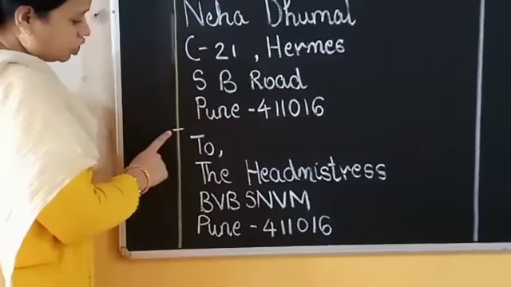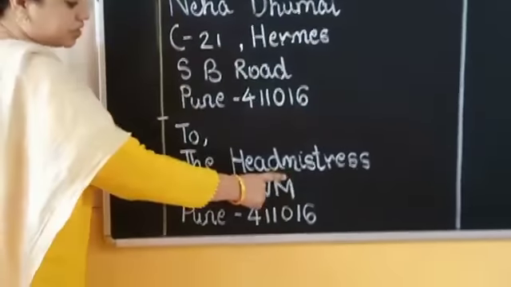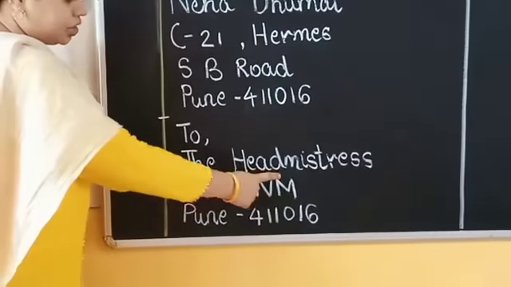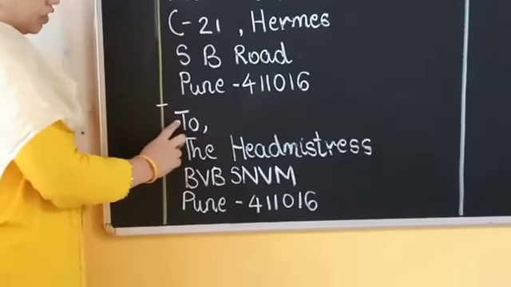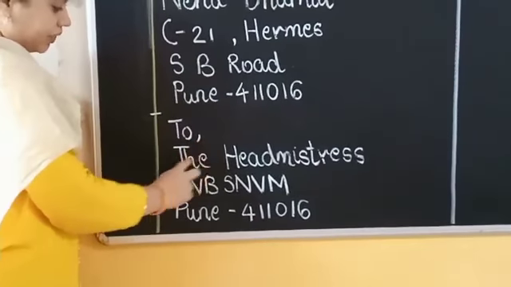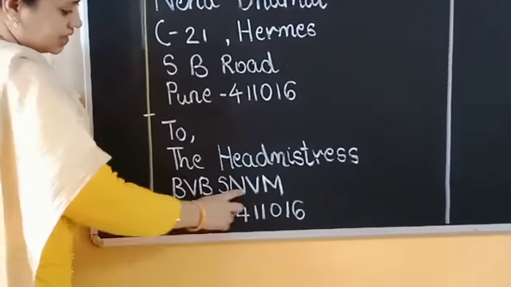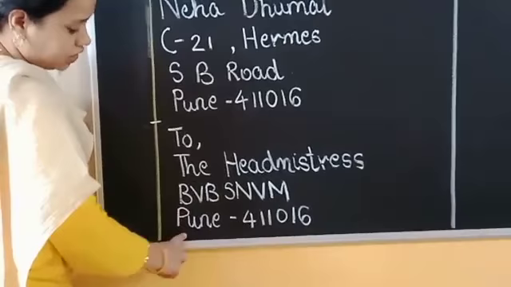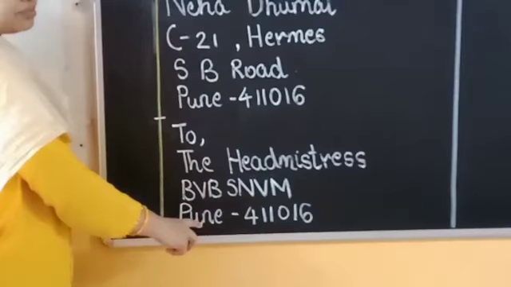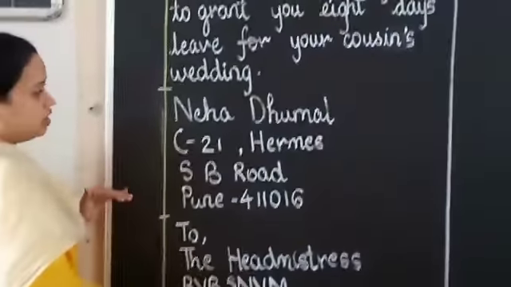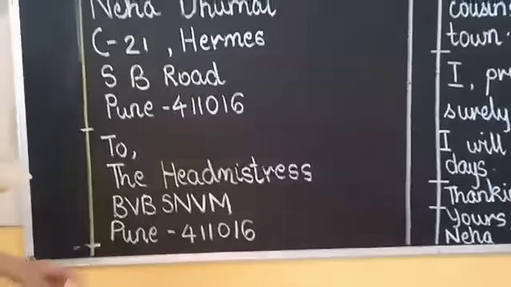Now here we are going to leave a line and we are going to write the address of the principal, that is the headmistress whom we are sending the letter to. So she becomes the receiver of the letter. So first line, To, comma, the Headmistress, name of the school, DVBSNVM, Pune, 411016. So this becomes the beginning of the letter, the sender's address and the receiver's address.